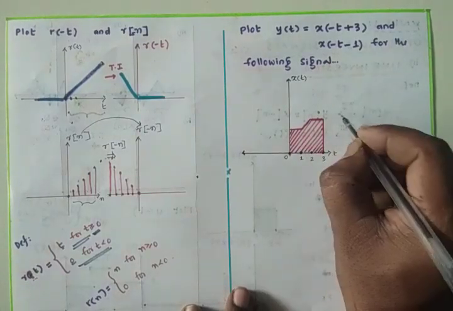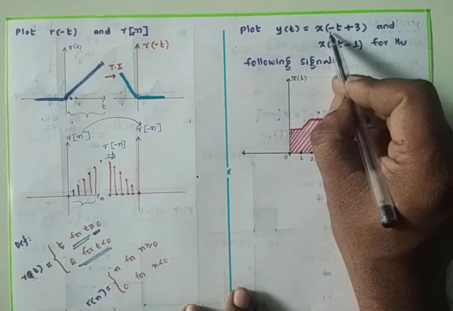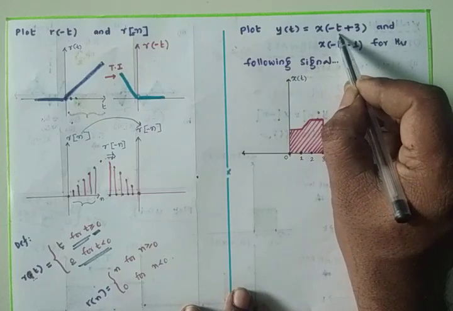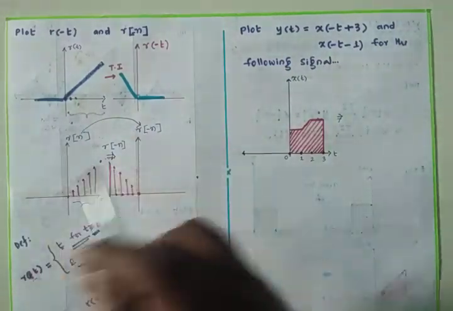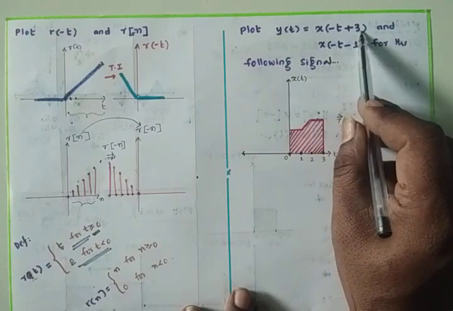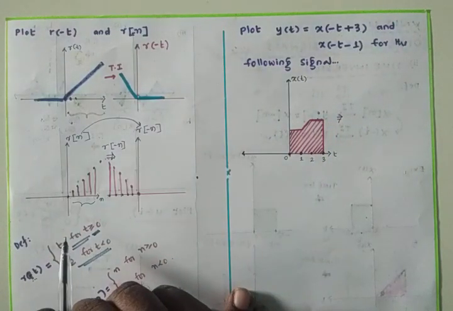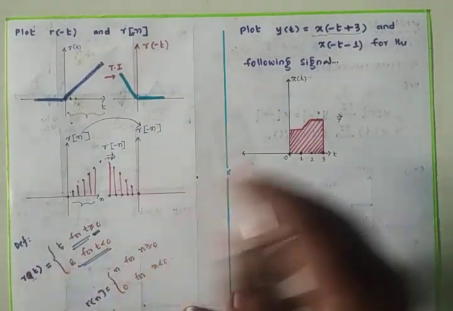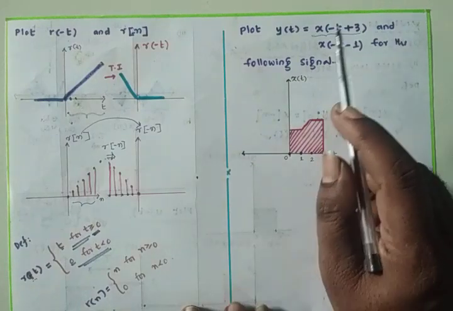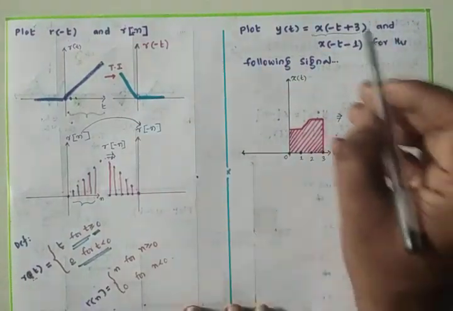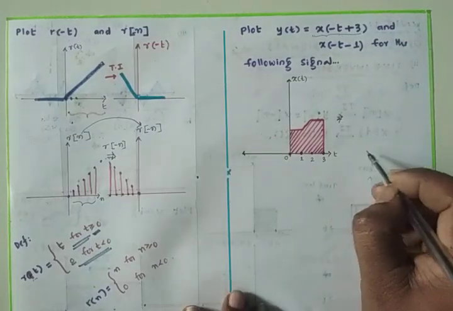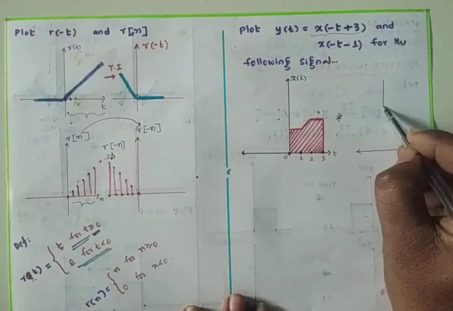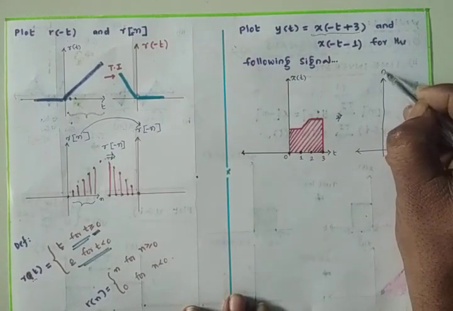This is x of t, and we have to plot x of minus t plus 3. If it is simply x of minus t, that is the time reversal operation. If it is simply x of t plus 3, it is a time shifting operation. So to plot this signal, we need to apply the time reversal operation and after that the time shifting operation. First I need x of minus t. x of minus t means what? This is t and this one will be x of minus t.